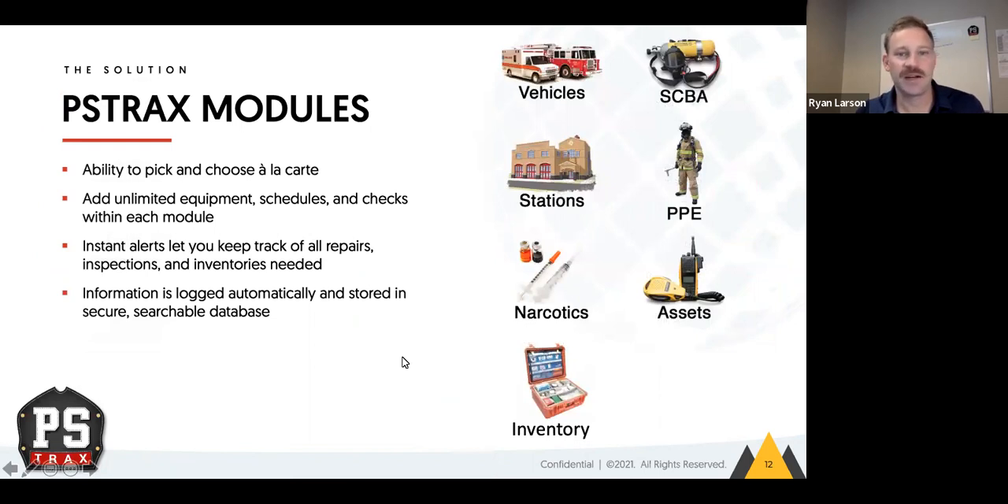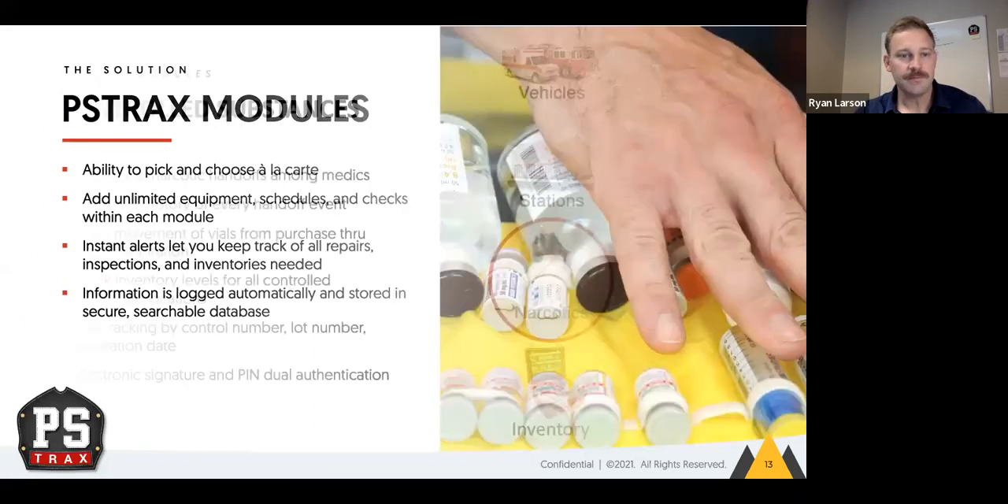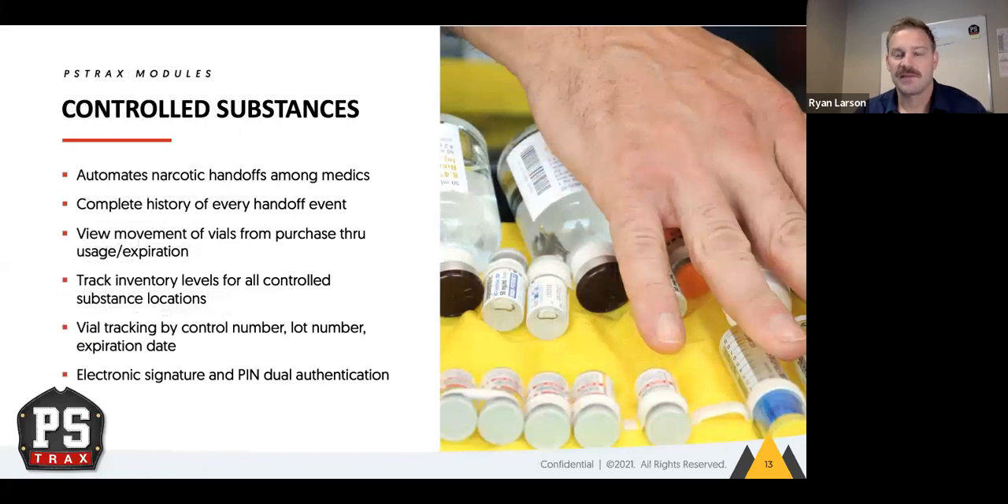Okay, so we do have 7 modules that are part of the PSTrax system. They are a la carte, so you can add these modules as you go. Today, we're going to focus on the narcotics module. And as I've mentioned a couple of times, the controlled substance module will track all the different handoff events. So everything from your inventory checks, your arriving, departing checks, usage events, transfer events, restock events. All those different handoffs that occur, it'll log each of those transactions within the history for each vial.